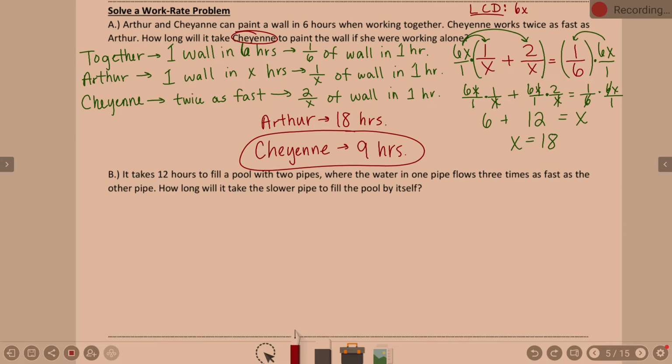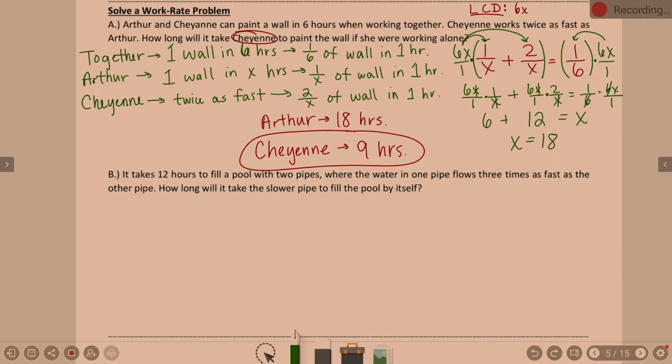Okay. B is similar. Let's take a try at it. Instead of painting a wall, we're filling a pool. It takes 12 hours to fill a pool with 2 pipes, where the water in one pipe flows 3 times as fast as the other pipe. How long will it take the slower pipe to fill the pool by itself? Okay. I'm still going to write out a little bit of information. You may go straight to your equation.